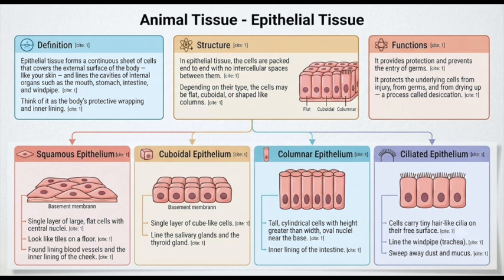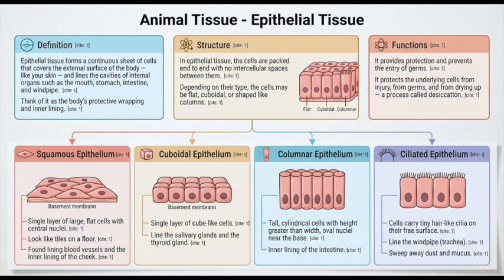Based on the types of cells, epithelial tissue is of four types. Squamous, a single layer of large flat cells with central nuclei sitting in the thin basement membrane. These cells look like tiles on a floor, found lining blood vessels and the inner lining of the cheek. Cuboidal, a single layer of cube-like cells in the basement membrane. An example is the salivary glands and the thyroid gland, which is lined internally by this epithelium.